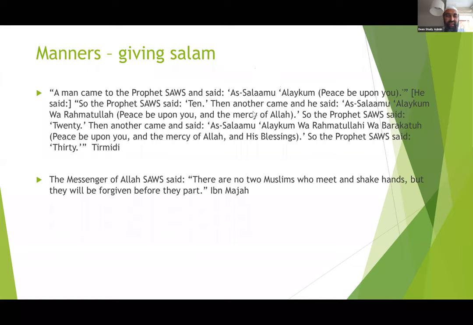Let's continue. And the final hadith, the Messenger of Allah said, there are no two Muslims who meet and shake hands except that they will be forgiven before they part. So again, this is an important sunnah, to shake hands. Just a caveat, obviously we're in a time of COVID. So don't start running around to everybody you see and shaking hands. It's not wise. It's not right. Because what takes precedence over all these things is the safety of people.